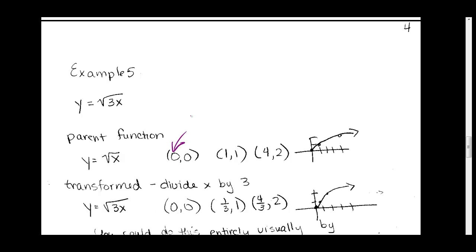0 divided by 3 is still 0. 1 divided by 3 is 1/3. 4 divided by 3 is 4/3. Don't change the y's. I draw the new graph. Compared to the old graph, all the x's are 1/3 the distance they used to be from the y-axis. You could do this entirely visually by just taking the points on the original graph and making them 3 times closer and getting the new graph.